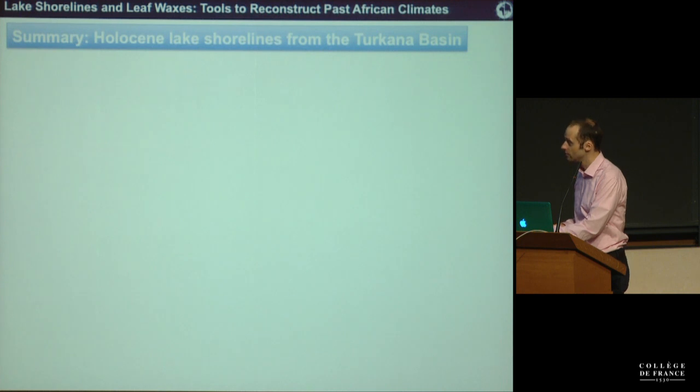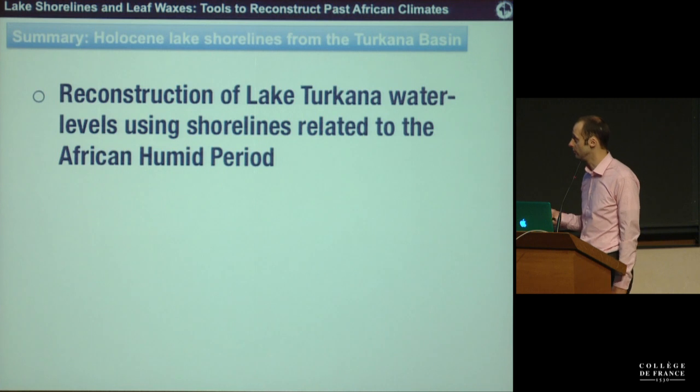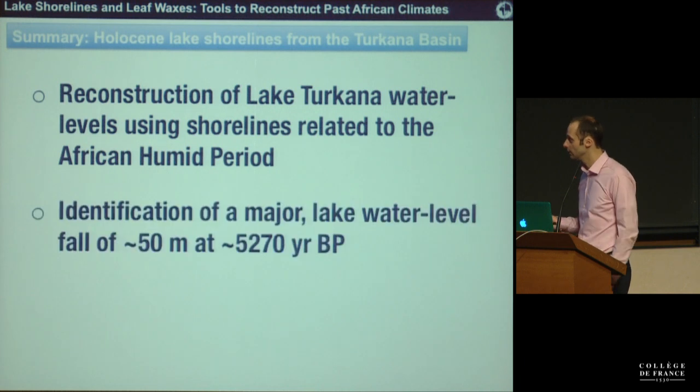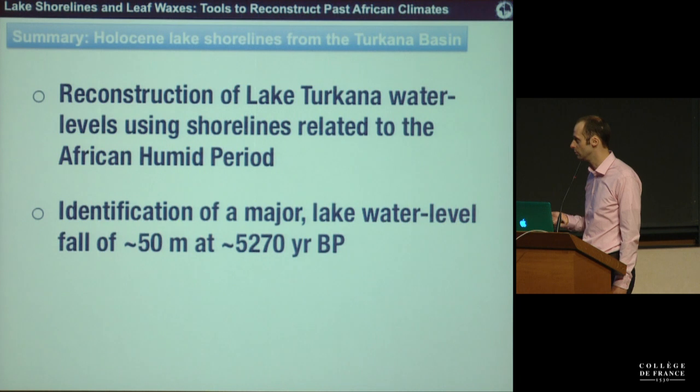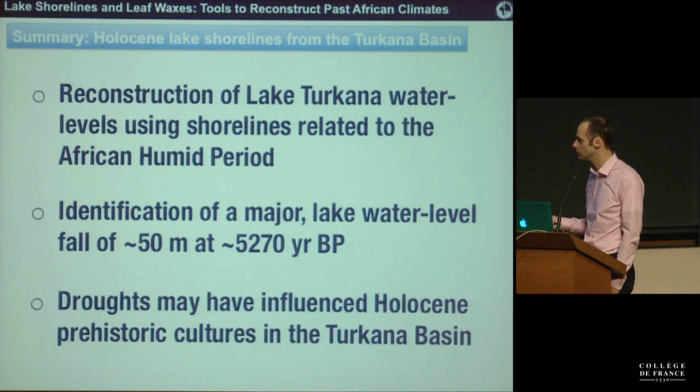In summary, for this first part, I've shown you the reconstruction of the Lake Turkana water level using shorelines related to the African humid period. We identified a major lake level drop of at least 50 meters at around 5,000 years. And we speculated that maybe droughts may have influenced Holocene prehistoric culture in the Turkana Basin.